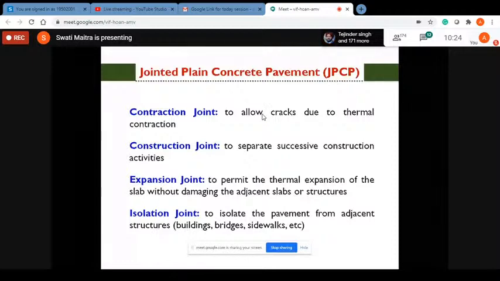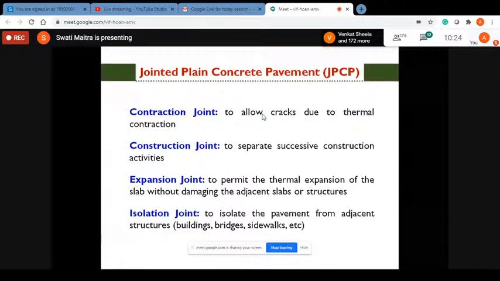And since we know the location of the saw cut, we can take a measure so that that location is not weak. So what we do, we provide dowel bars there, and dowel bars can transfer the load from one slab to the other. So contraction joints are provided by saw cutting the slab to allow the cracks to occur due to thermal contraction or expansion, contraction mainly, and this can be taken care of by providing dowel bars at that location.